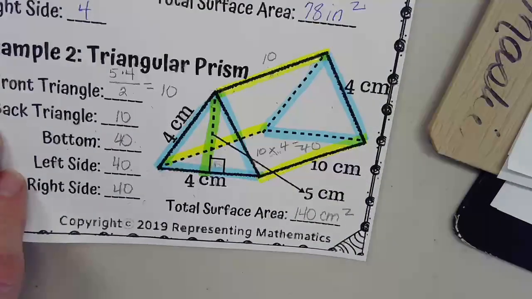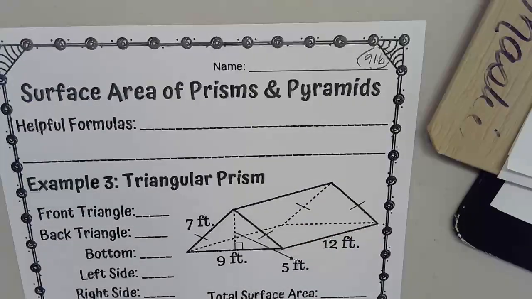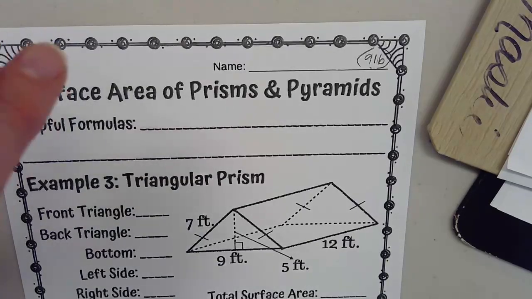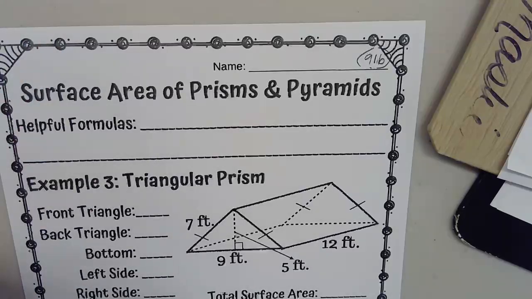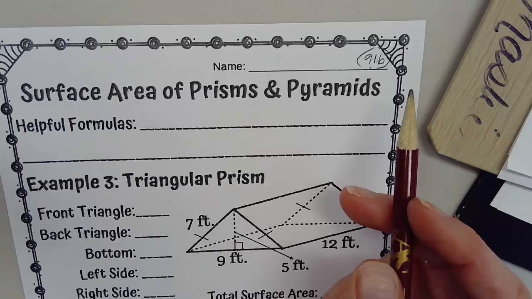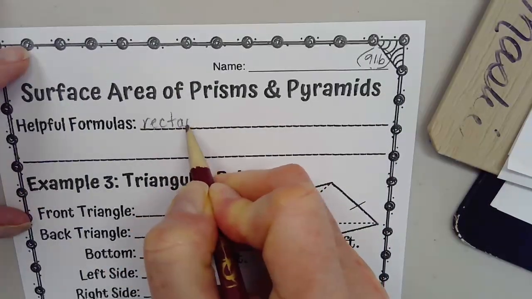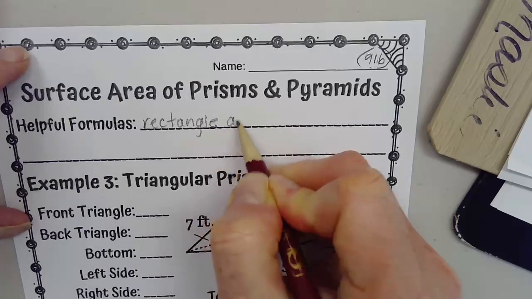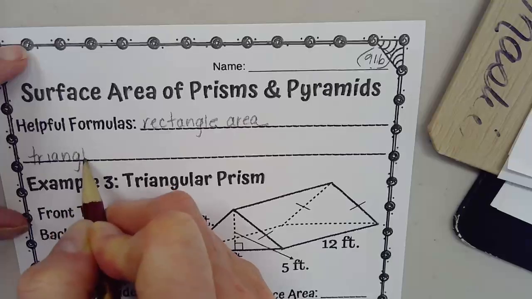Questions? All right, so now we're going to look at another prism and a pyramid. Okay, what are our helpful formulas? The two shapes that we're working with are what and what? DeMarcus, what are our two shapes that we've worked with for the last 3 or 4 days? Yep, rectangles and triangles. So, we're going to put rectangle area, and we're going to put triangle area.